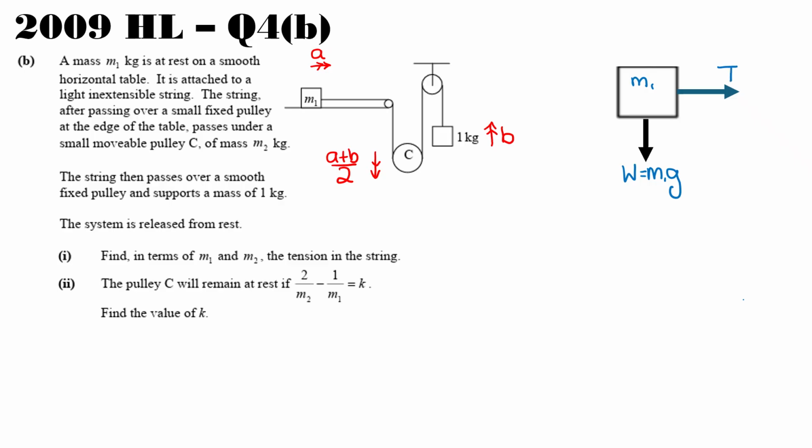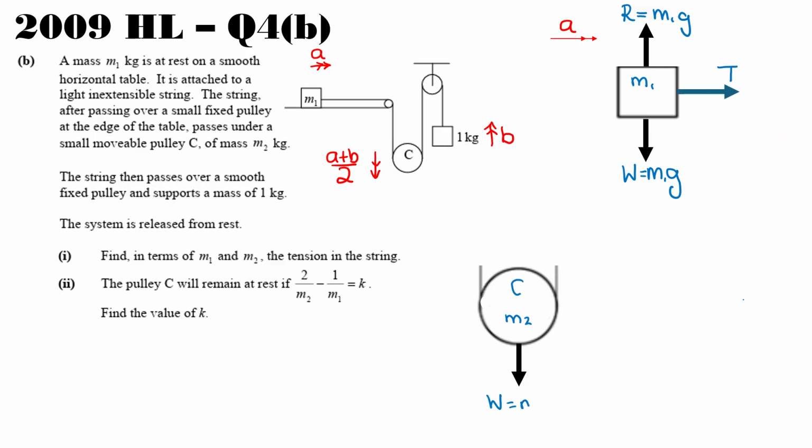We then have a tension pulling it to the right and a reactionary force here that will be equal to its weight, M1G, but because there's no friction, that's not really important to us. We are moving to the right with an acceleration of A. Then we move on to our movable pulley. So our movable pulley is C, and C has a mass of M2. So its weight is going to be its mass, M2, times gravity, G. We then have two tensions pulling it up, so T and T, and we have decided that this is moving downwards with an average acceleration of (A plus B) over 2.